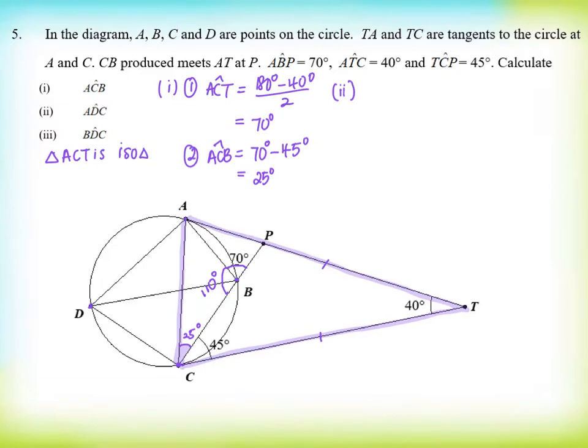Now, angle ADC is over here. We know that angle ADC and B actually forms a cyclic quadrilateral. So if this angle is 110, what will be angle ADC? By angles in opposite segment, angle ADC will now be 180 minus 110. That gives me the number 70.